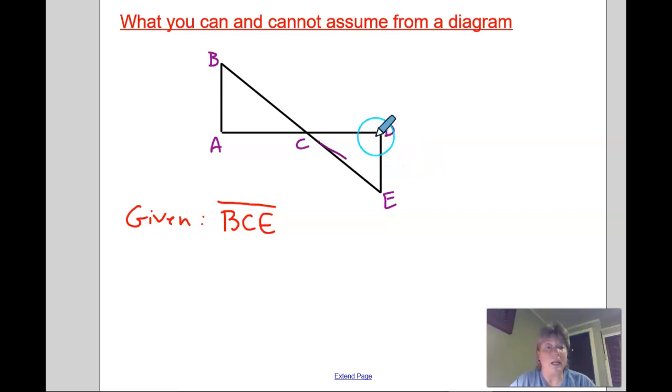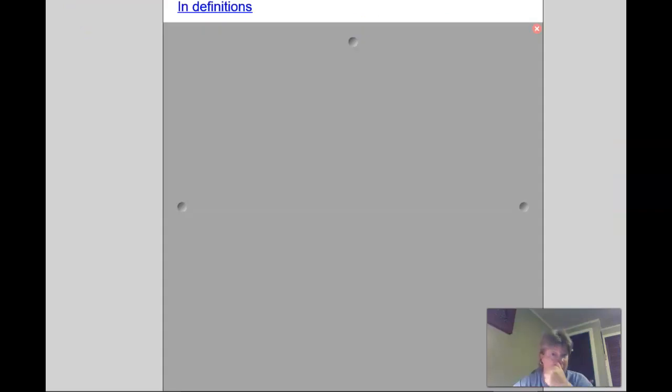It certainly looks like angle D is a right angle. It certainly looks like angle A is a right angle. But unless you're given a piece of information or can prove other things are happening, you can't make the assumption that those are right angles. All right, so now let's look at some more definitions.